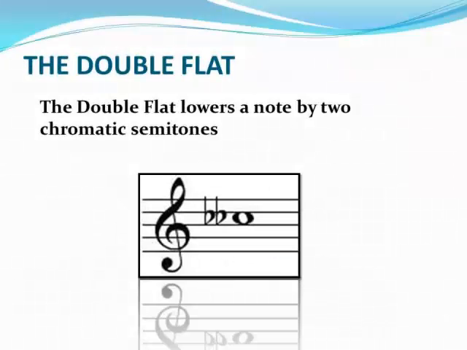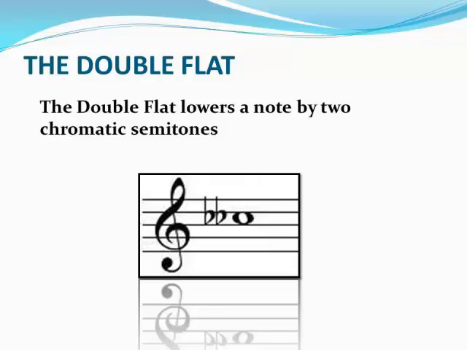Guess what the double flat does? It lowers a note by two chromatic semitones. There's no special symbol for the double flat. We simply write two flats in front of the note. Remember, chromatic semitones have a common letter name. That means that the double flat must also have the same note name.